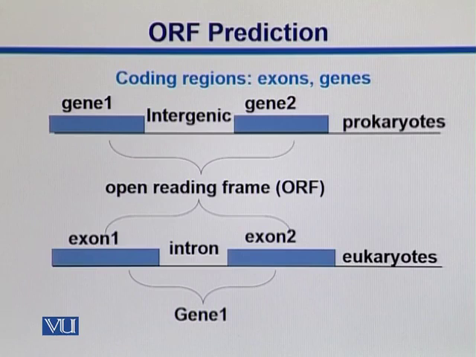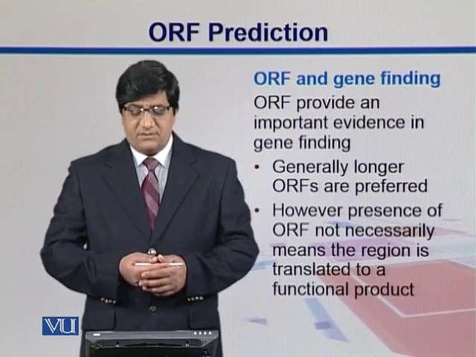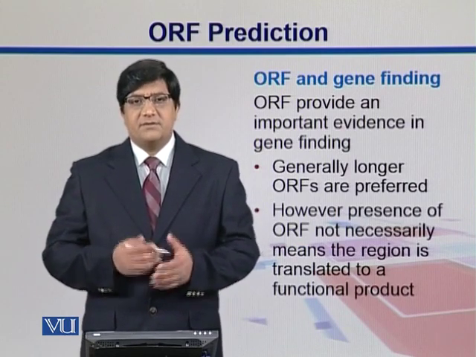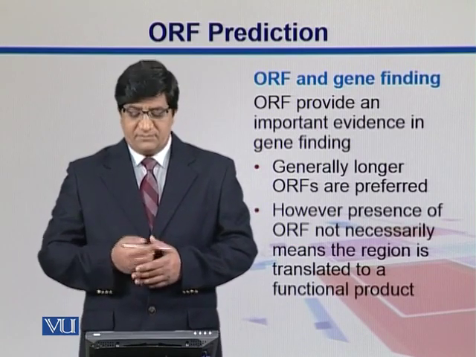Whereas in the case of eukaryotes, we have only one gene. We have exon 1 and 2, and the ORF spans across these different exons. So in the top part, we have a longer ORF, and at the bottom part, we have relatively shorter ORFs as compared to the genome size, which are actually spanning different exons. ORFs provide important evidence in gene finding. Generally, we go for longer ORFs, and they are preferred, but these ORFs may not actually translate into proteins.